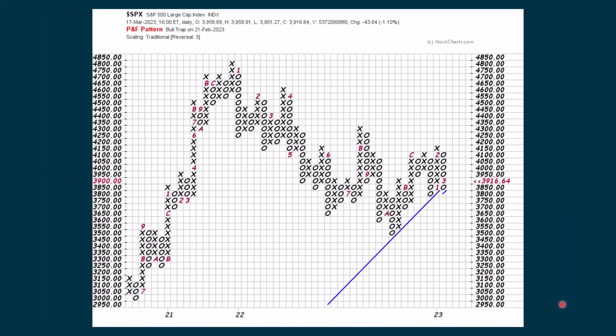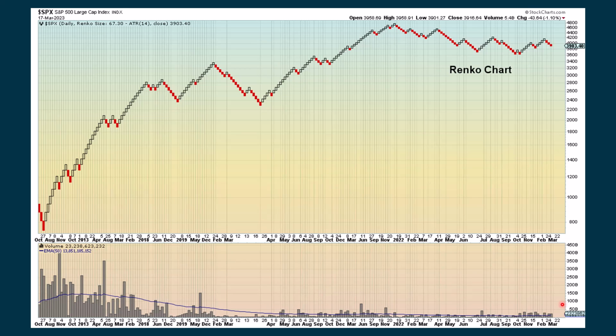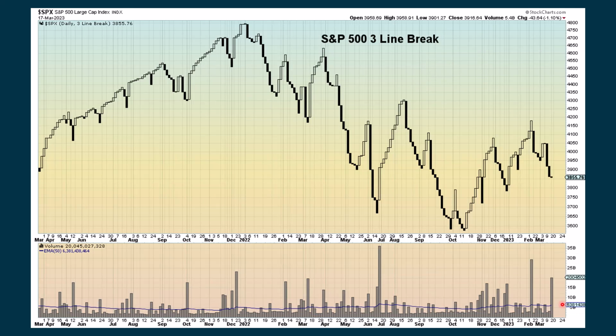Looking at some different charts, the Heikin Ashi still positive with open candles. Nothing new on the point and figure chart. We had a bull trap that was registered on February 21st. A few circles and X's get drawn in from time to time, but nothing really new as of late. The Renko chart is still negative with 3 red boxes. The 3-line break is also negative with black bars.